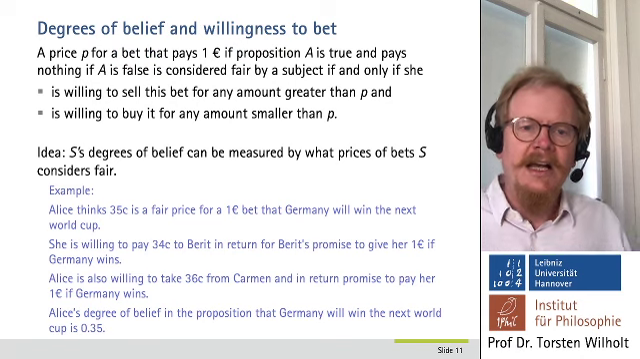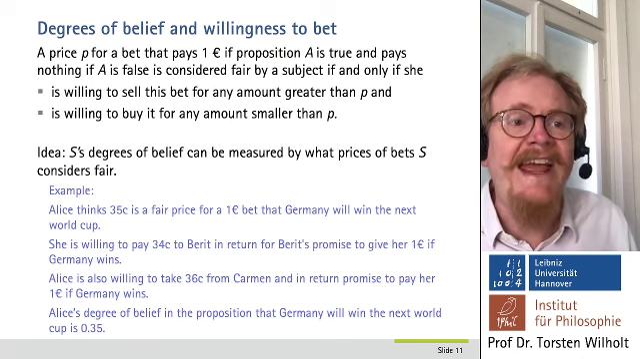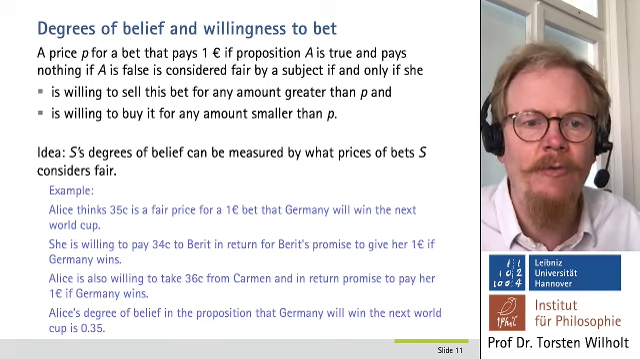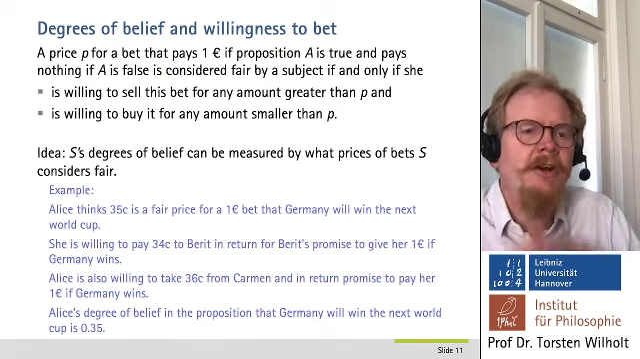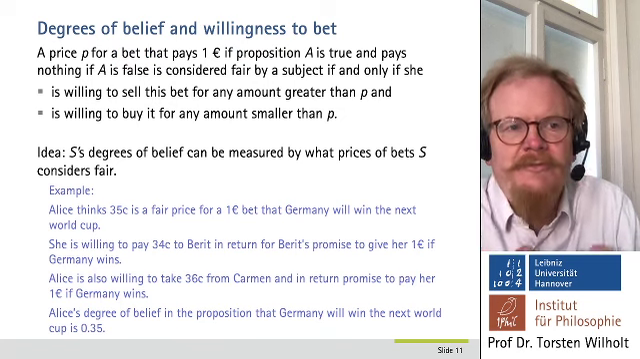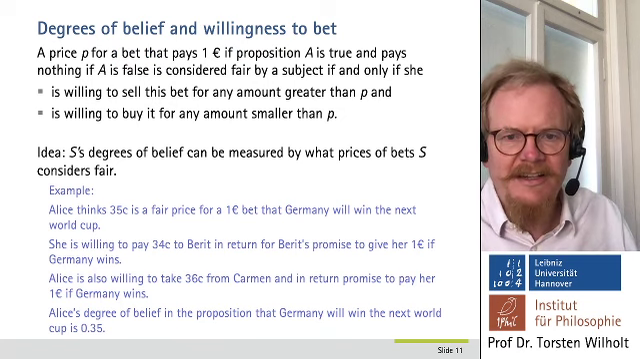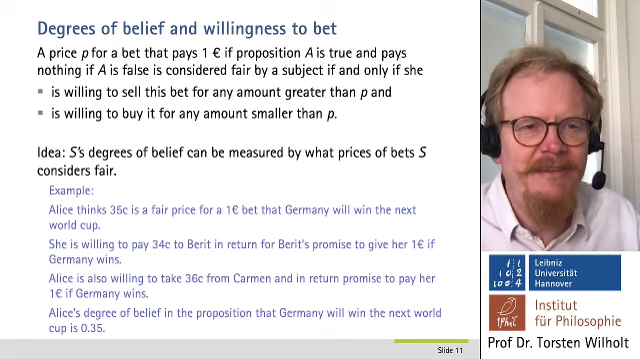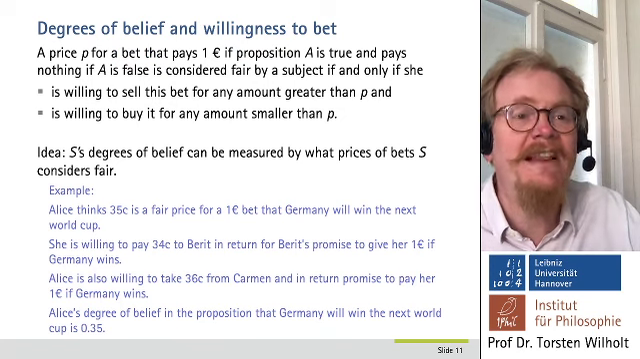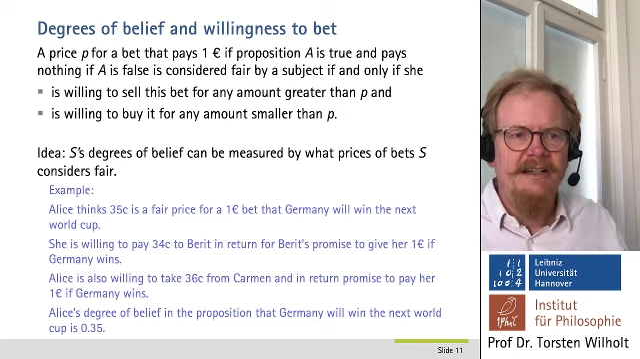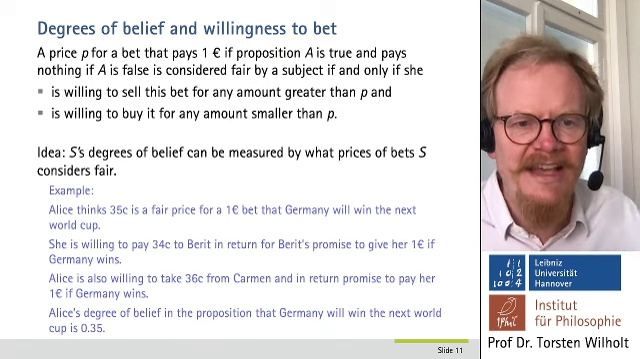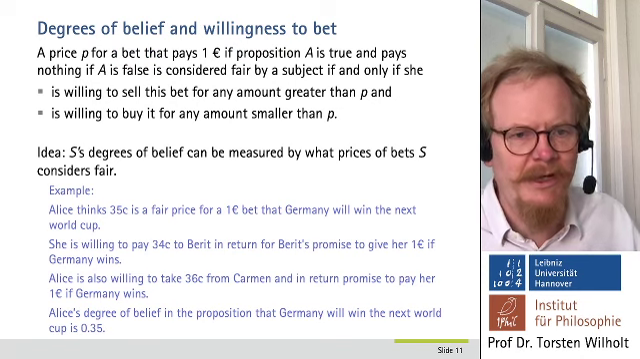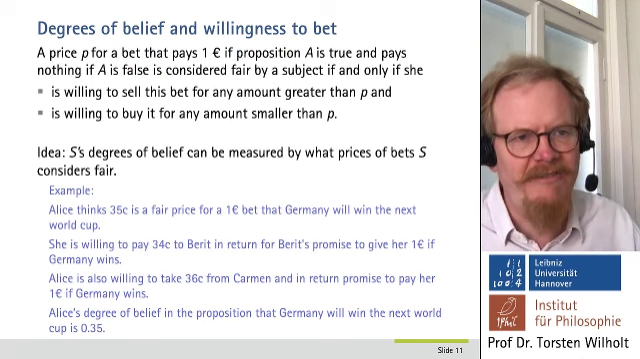And Alice is also willing to take 36 cents from Carmen and in return promise to pay her €1 if Germany wins, because she thinks, well, that's fair for me as a seller, because 35 cents is exactly the fair price, so I'm happy to sell the bet for a higher price. And if this is in fact so, we say that Alice's degree of belief in the proposition that Germany will win the next World Cup is 0.35.